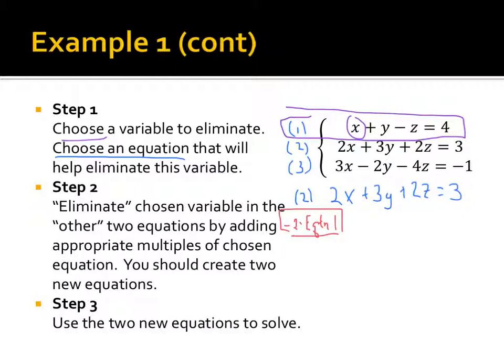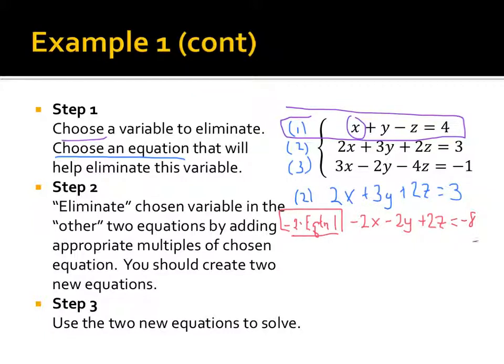And if I multiply -2 times equation 1, so here, -2 times x is -2x. -2 times y is -2y. -2 times -z is +2z. And then -2 times 4 is -8. And so I end up with this.